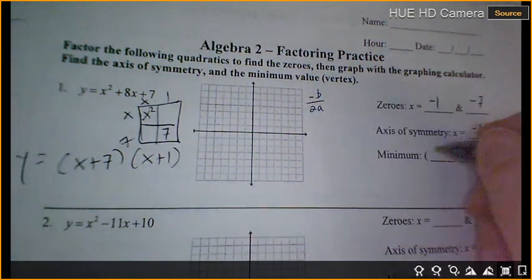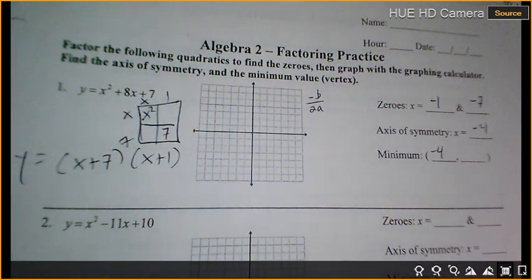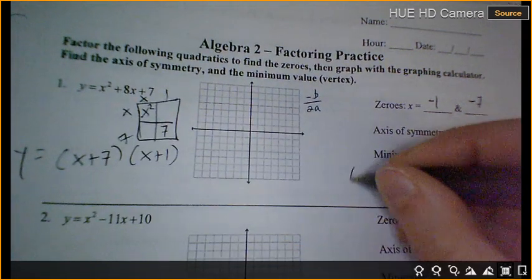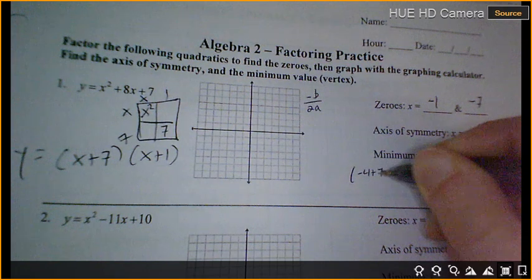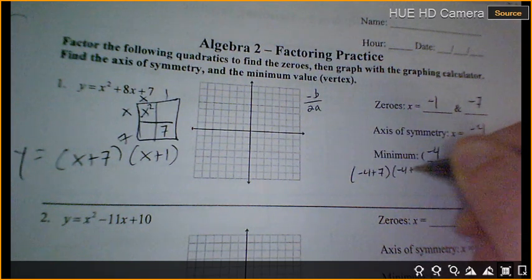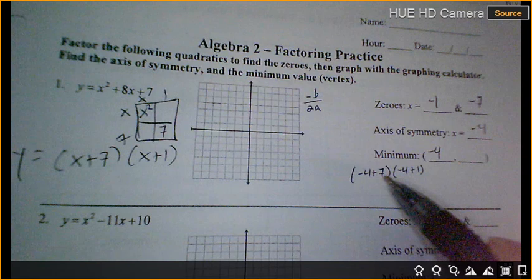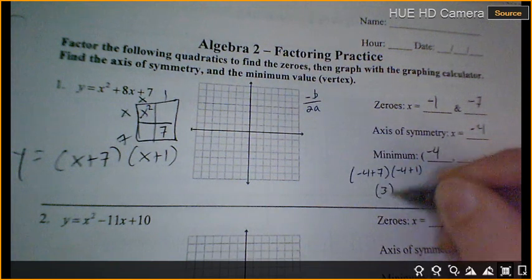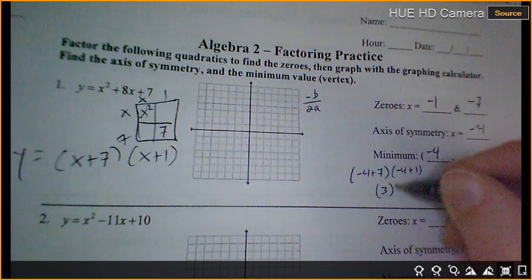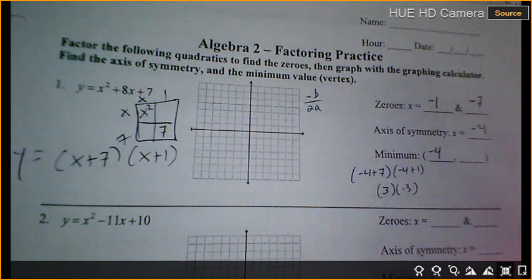That also is the x value of my vertex, or my minimum or my maximum. And then I can simply plug this back in to find it. Now you can plug this into the factored form or the standard form. So I did the standard form for the warm-up, so I'm going to do the factored form for this. So I just go -4 plus 7 times -4 plus 1. -4 plus 7 is 3. -4 plus 1 is -3. 3 times -3 is -9.